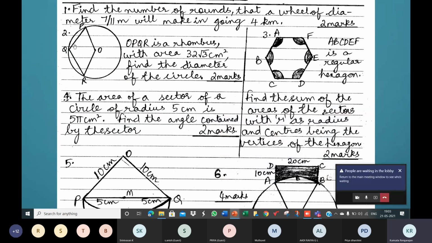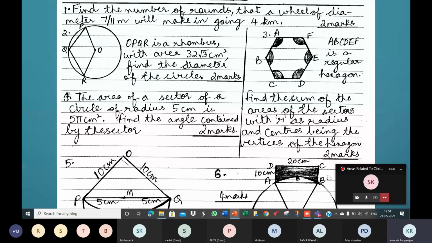So when you connect OQ, let's have a look at the triangle OPQ. OP is the radius. PQ is not the radius, but its length is equal to the radius of the circle. And OQ is the radius. Clearly, this triangle is an equilateral triangle.